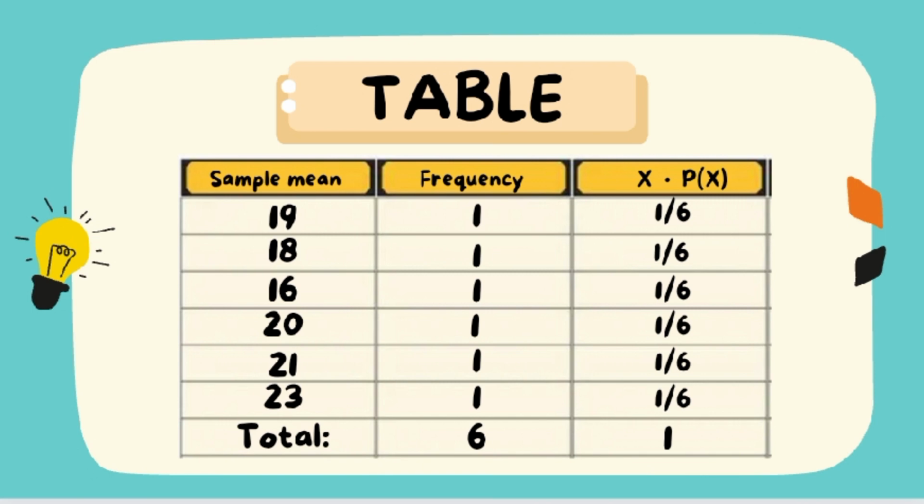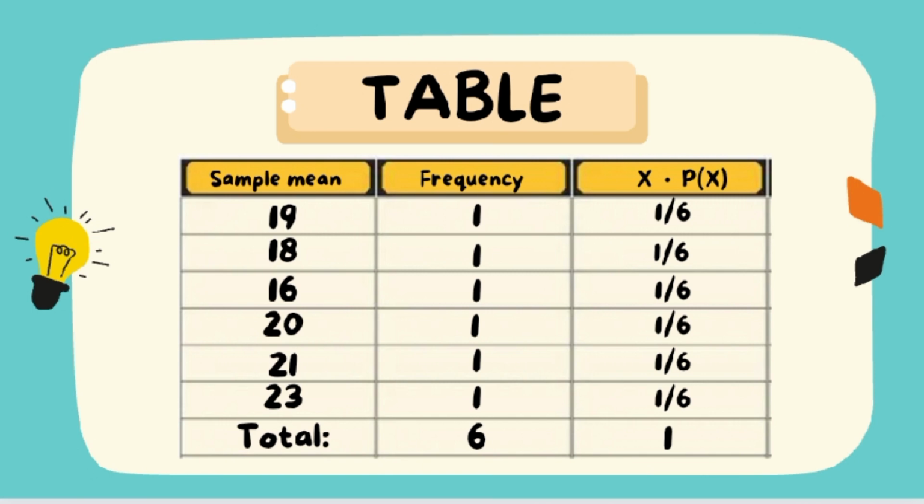In our sample mean, we have 19, 18, 16, 20, 21, and 23. In our frequency, since they all occur once, we just put 1 in every row. And then we add all the 1s. That's why we have a total of 6. Since we have the total, we can now get the probability of each sample mean.